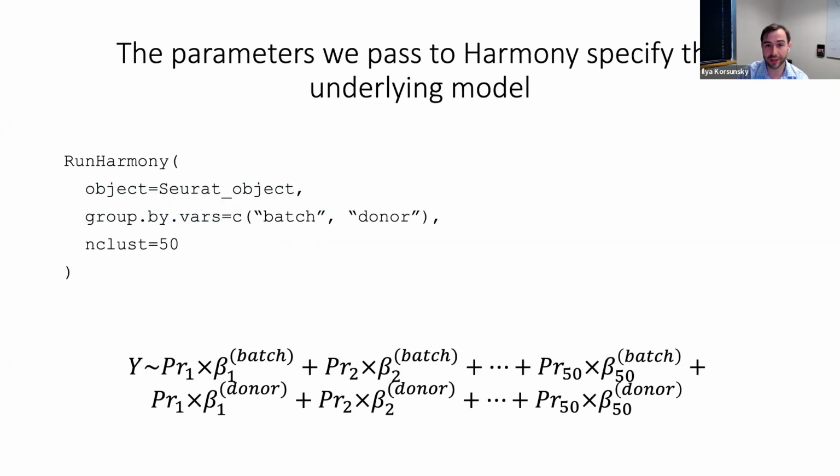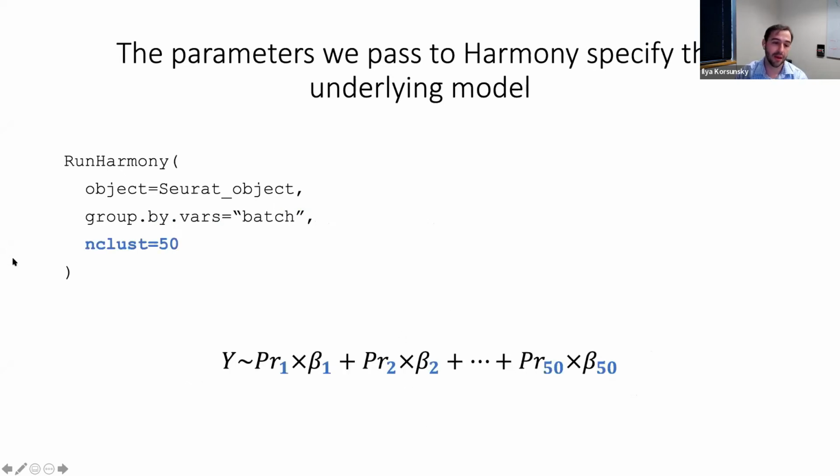And because this is a regression, this is a great reminder: as far as I know, Harmony is the only integration method that's able to simultaneously model and regress out multiple batch variables. So if you have batch and donor, let's say you multiplexed, then you can remove both of them. And this is what happens to the equation: you just add a separate set of betas. Number of clusters, you can also set in Harmony, and that just sets the number of clusters, so the number of beta terms, the number of local neighborhoods.